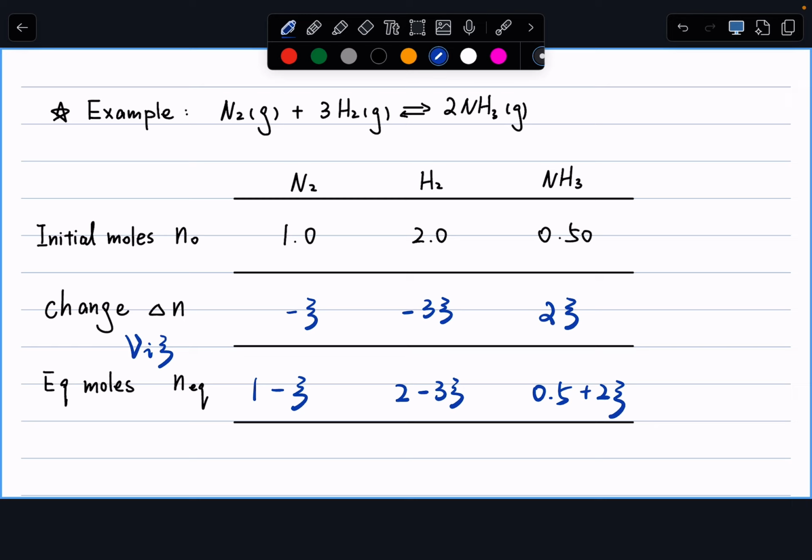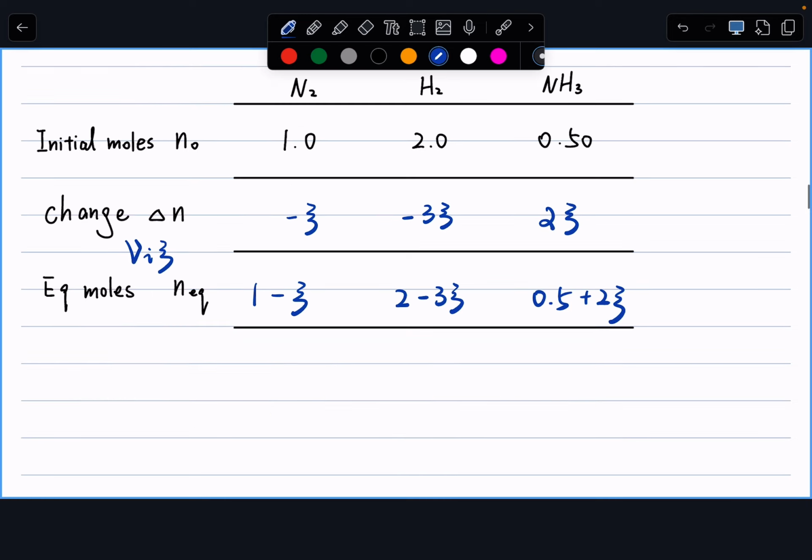All right. The total number of moles at equilibrium, thus we can calculate it, N total, is the sum of the number of moles of your species i at equilibrium. So basically you add all three of them together, and our result here becomes 3.5 minus 2 xi.